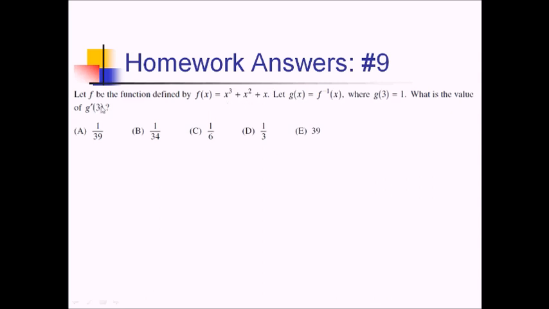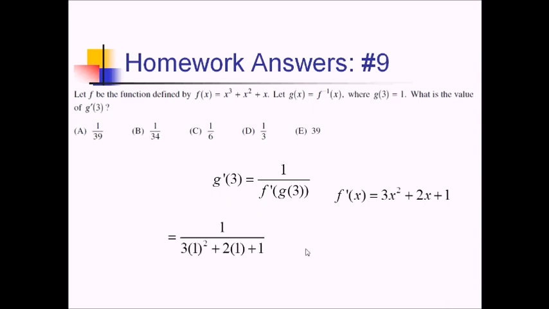G prime of 3 equals 1 over f prime of g of 3. And we know that f prime in general is just going to be 3x squared plus 2x plus 1. We'll just write that over here so we don't lose it. G of 3, they actually told us right here, is 1. So we've got then 1 over 3 times 1 squared plus 2 times 1 plus 1. That's going to be 1 over, let's see, 6, which comes out to choice C.